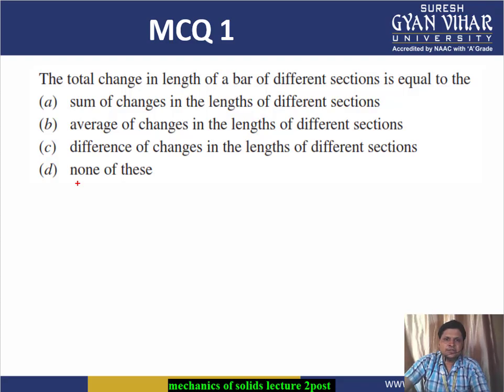So the total change in length of a bar of different sections, if you want to find it, will be equal to the sum of the changes in the length of different sections. So option A is the correct answer of multiple choice question 1.